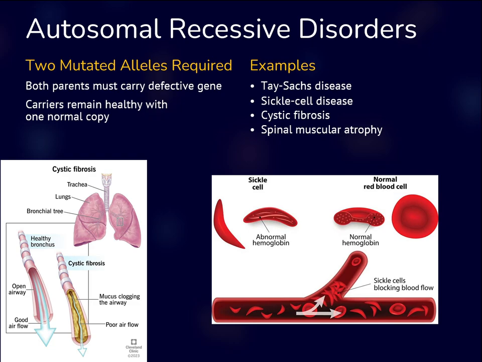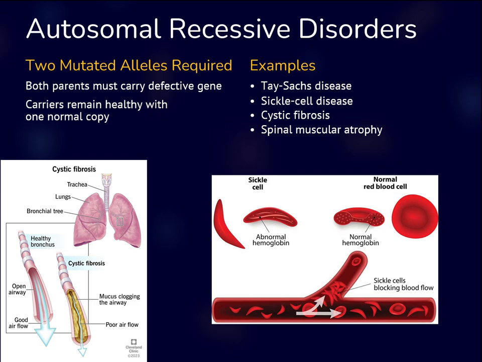Cystic fibrosis affects a gene that produces a protein which is responsible for moving salt in and out of cells. Without it, thick mucus builds up in the lungs and digestive tract, leading to breathing problems and infections.